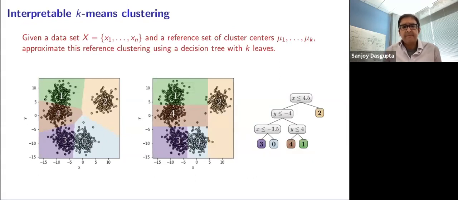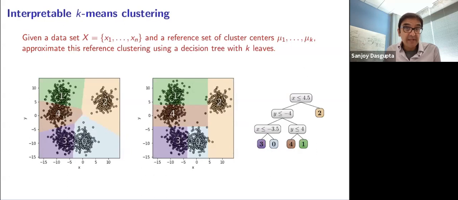So here is the setup that we looked at. You've got this data set. You call your favorite K-means algorithm, your favorite K-means heuristic, and you get back a reference set of centers, mu_1 through mu_k. And as usual, the clusters themselves are these arbitrary convex regions. Now you want something interpretable. So you try to approximate these clusters using a decision tree. In this case, for example, there are 5 clusters, and so what you would want is a decision tree with 5 leaves.